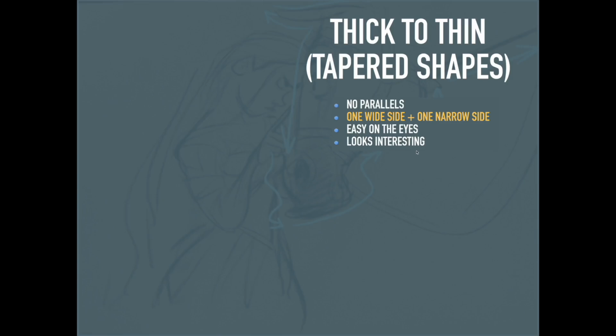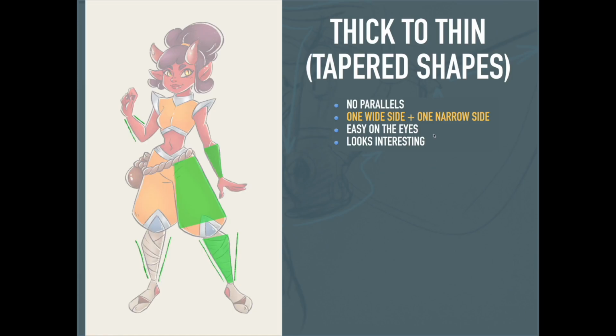So the next concept is thick to thin, or tapered shapes. This is another example of avoiding parallel lines in the design unless it is necessary and is made on purpose. So a tapered shape is simply a shape with one wide side and one narrow side. It helps to direct the viewer's eye and makes the shape more interesting.